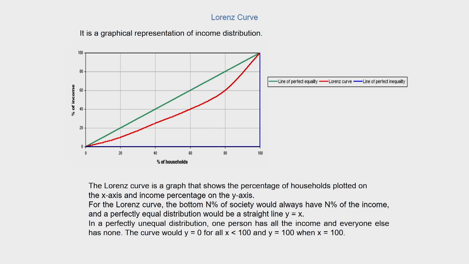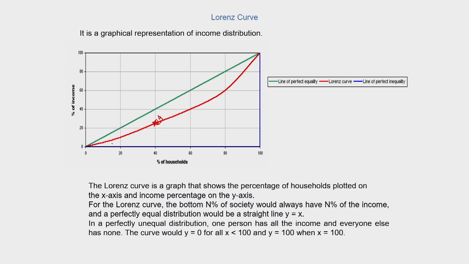So, if we are plotting the y value here, which is about 24, then what we are essentially saying is that 40% of the households control about 24% of the total income or wealth. And the Lorentz curve is often accompanied by a straight diagonal line, as you can see here, with a slope of 1, which represents perfect equality in income or wealth distribution.